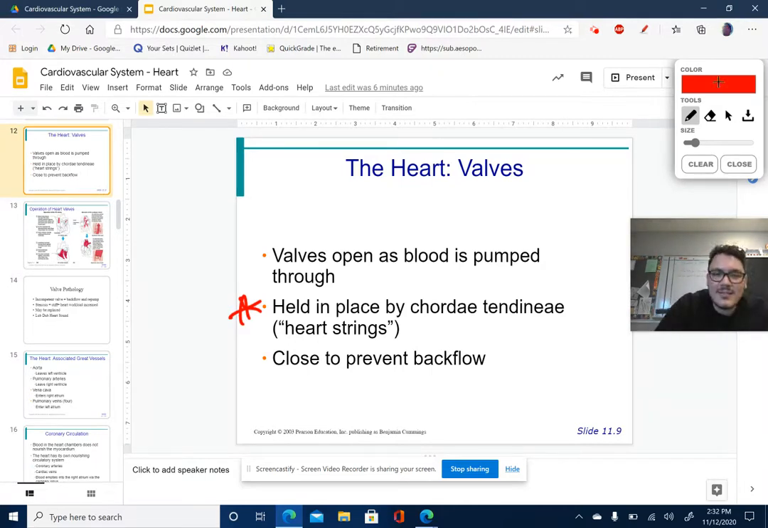Last but not least, very, very important. One of the most important purposes of having valves in the first place is to prevent backflow. You do not want blood to go in the opposite direction. Not good. Sometimes that does happen. And when that does happen, some issues can occur, which we're going to discuss in this video as well.